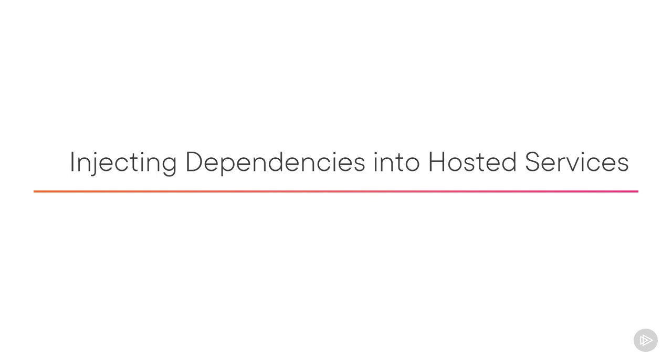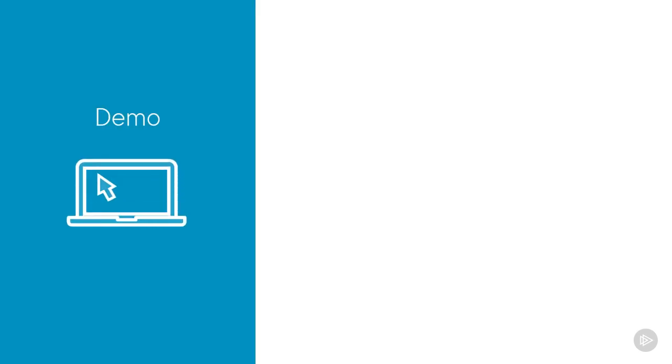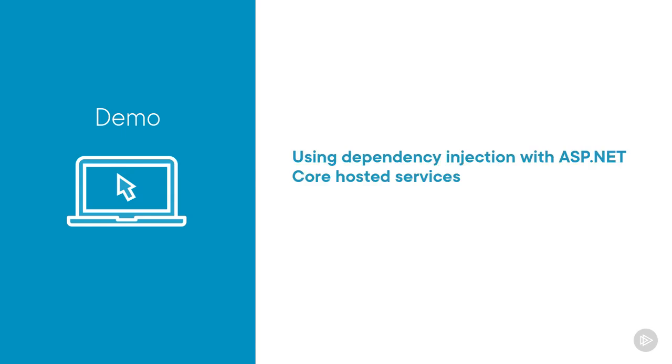For several releases, ASP.NET Core has included a mechanism to register hosted services that can be used to perform long-running background processing, such as polling for data from a queue. In this demo, we'll learn how dependency injection can be used with a hosted service, and we'll discuss how to create scopes from which services may be resolved.